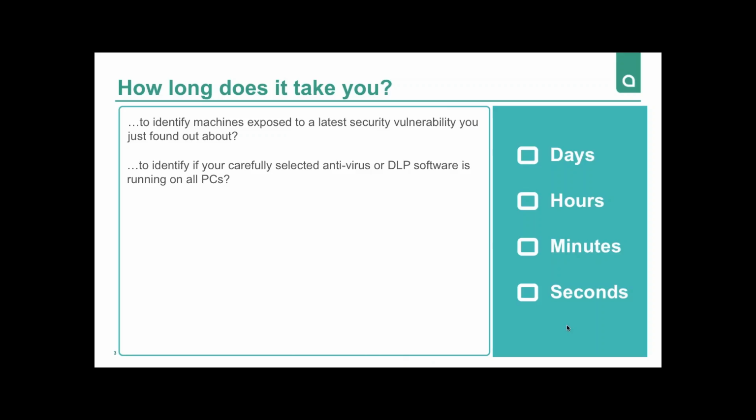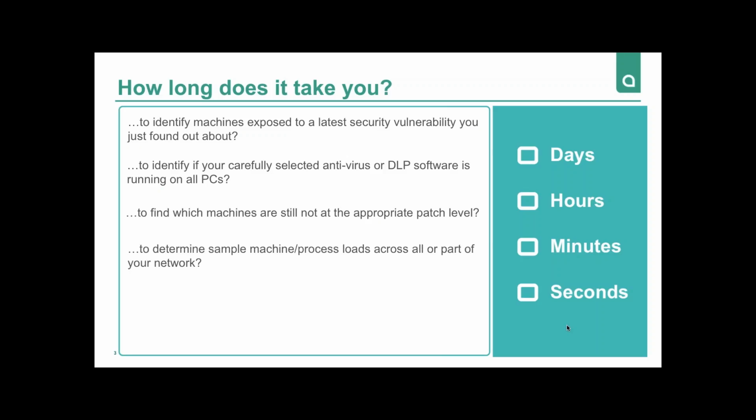If you wanted to identify whether all your antivirus protection and data loss prevention software is really even running on all the PCs, can you get that kind of insight on your endpoints quickly? This is a big one: find which machines are still not at the appropriate patch level. Are there certain machines that are more exposed? Maybe there are some production servers which you really want to be sure are at a certain patch level so they're not compromised in any way.